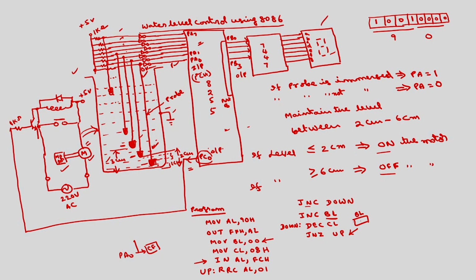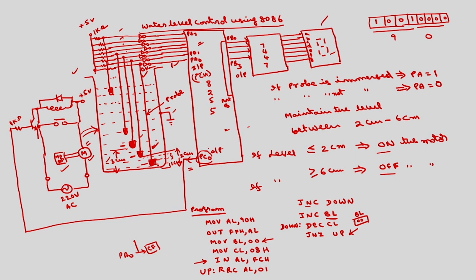We can use other logic also for some complicated problems. 2 probes are inserted, 2 centimeters, 3 probes are inserted, 3 centimeters and so on. Now I can go up to 8 centimeters. So those values will be present in BL. BL is 0, 0 means no probe is inserted, 0, 1 means 1 probe is inserted and so on.